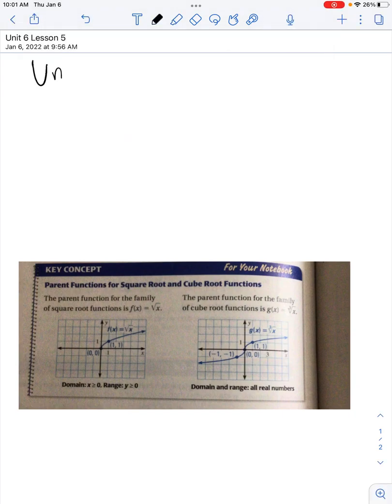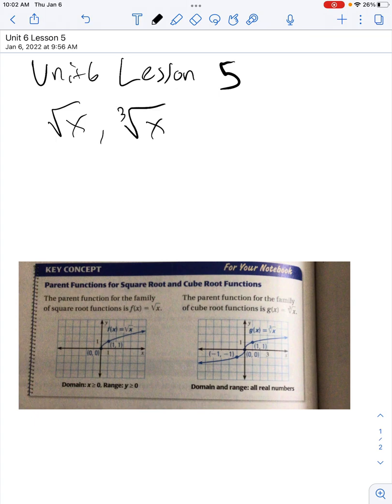Hello again, Unit 6, Lesson 5. We are going to be focusing on graphing square root and cube root functions. So, these are going to be examples of radical functions. And so we've dealt with radical functions by graphing the square root of x, the cube root of x, stuff like that. And now we're going to, again, put this into a standard form so that we can translate it vertically, horizontally, those types of things.